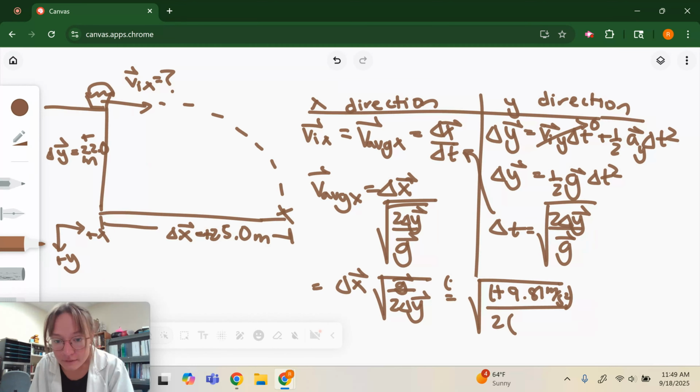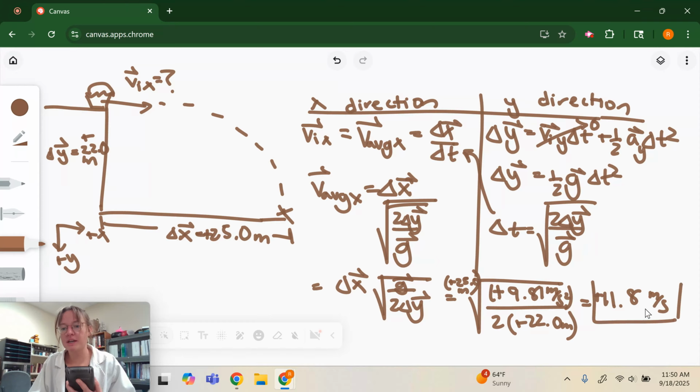We get 25 times the square root of 9.81 divided by, second set of parentheses here, 2 times 22. And then I get that I need to throw this muffin with an initial speed of 11.8 meters per second in the positive x direction, which, considering my muffin throwing training, I would say that's totally doable for us.